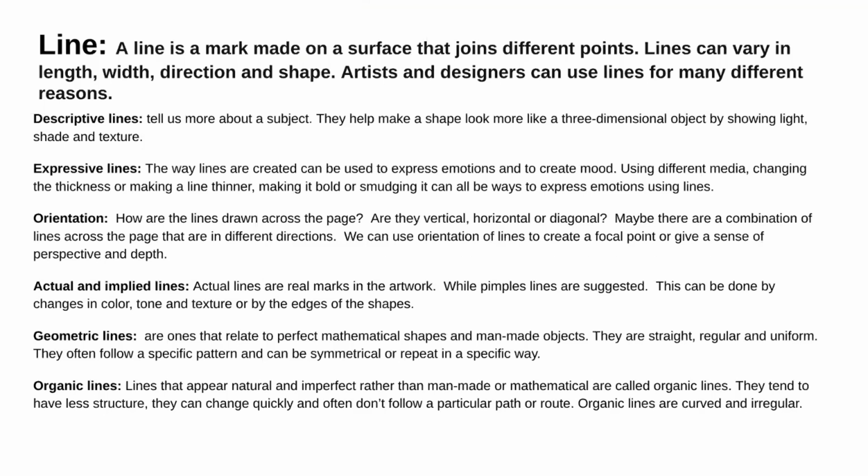A line is a mark made on a surface that joins different points. Lines can vary in length, width, direction, and shape. Artists and designers can use lines for many different things, and there's also lots of different types of lines. So we can see here, we have descriptive lines, which tell us about the subject. We have expressive lines, which we use to express emotion or create a mood.